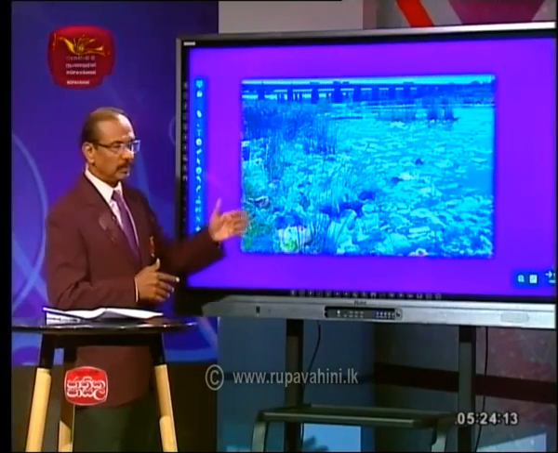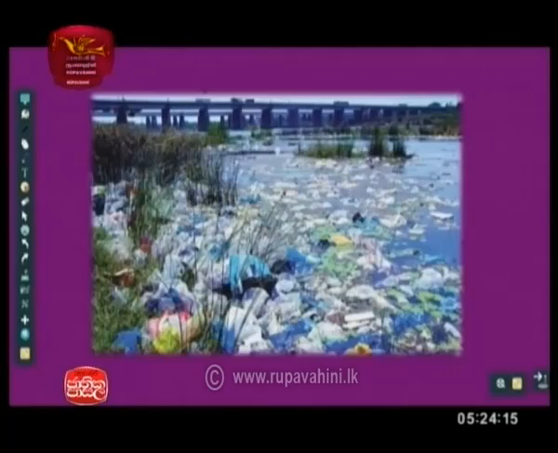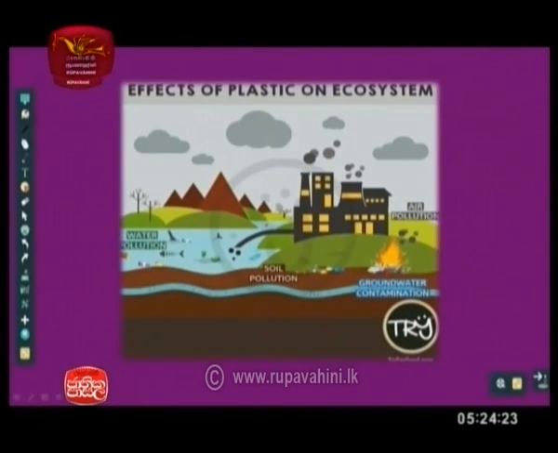Now there is a picture that is in your book showing how the environment has been polluted because of throwing of garbage. Then another picture you can see the results of effects of plastic on ecosystem.